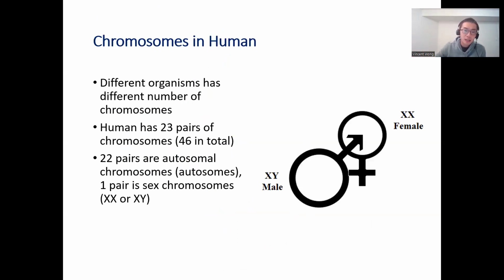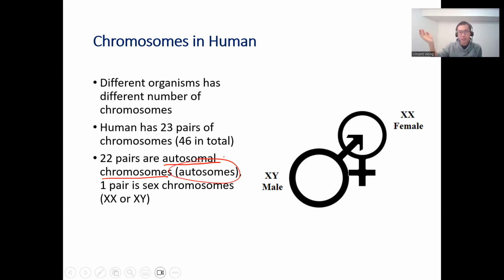Now we have 23 pairs of chromosomes. You should know that by now. I have been dropping this number every now and then in the course. So 23 from each parent, and we have 46 in total. Of the 46 chromosomes, 22 pairs, 44 of them, are autosomal chromosomes. Okay, 44 of the 46 are autosomal chromosomes. 22 pairs is 44, right? So we can call them autosomal chromosomes or autosomes.